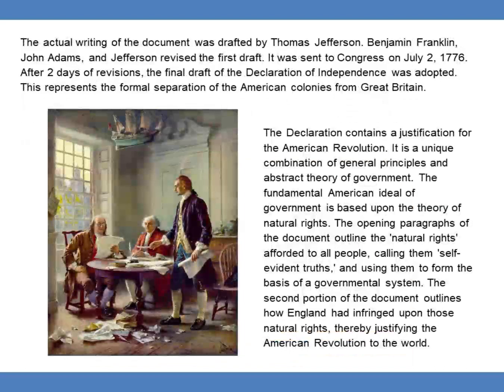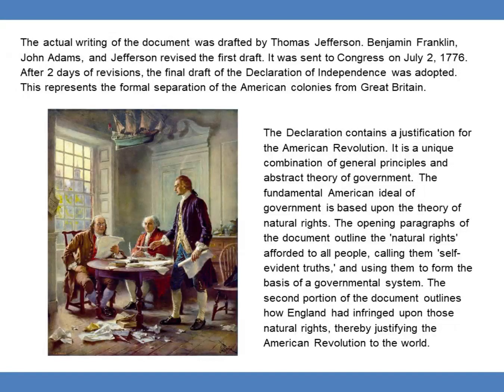The actual writing of the document was drafted by Thomas Jefferson. Benjamin Franklin, John Adams, and Jefferson revised the final draft. It was sent to Congress on July 2, 1776. After 2 days of revisions, the final draft of the Declaration of Independence was adopted. This represents the formal separation of the American colonies from Great Britain.